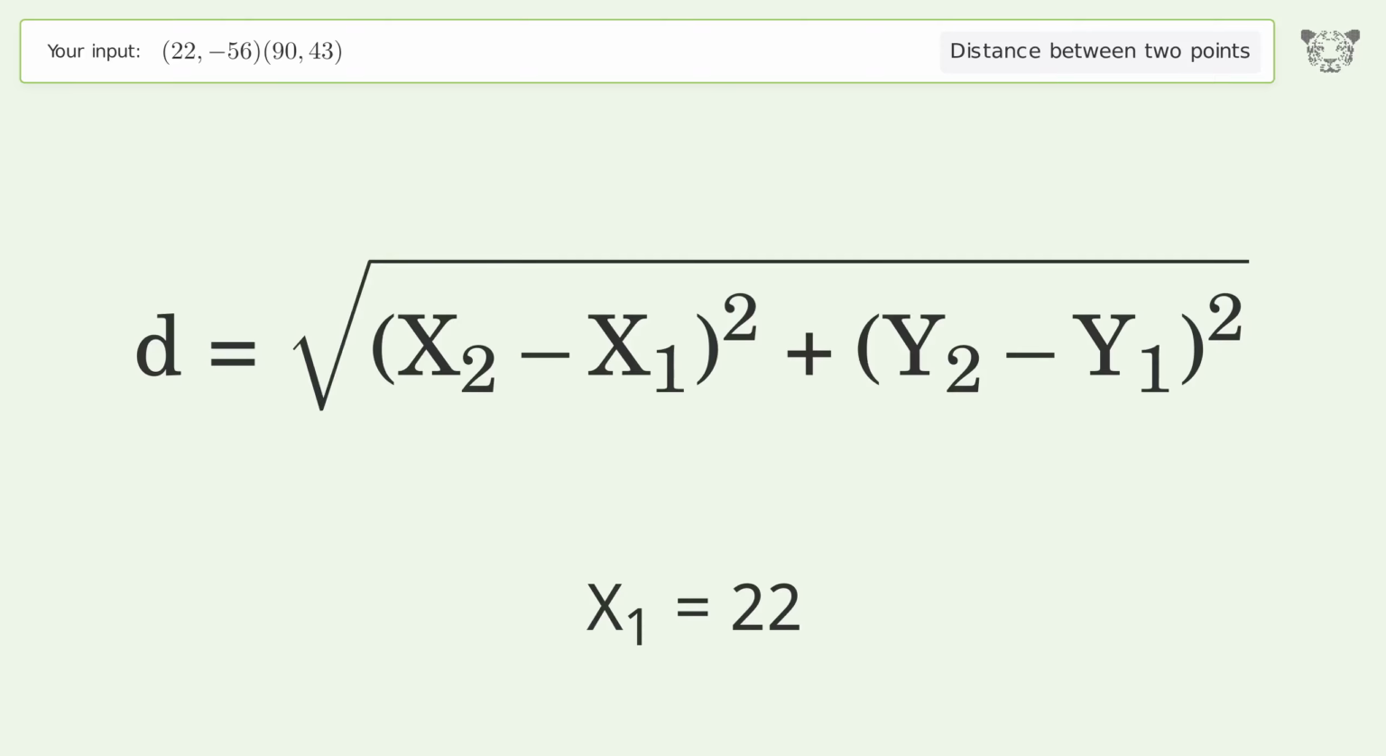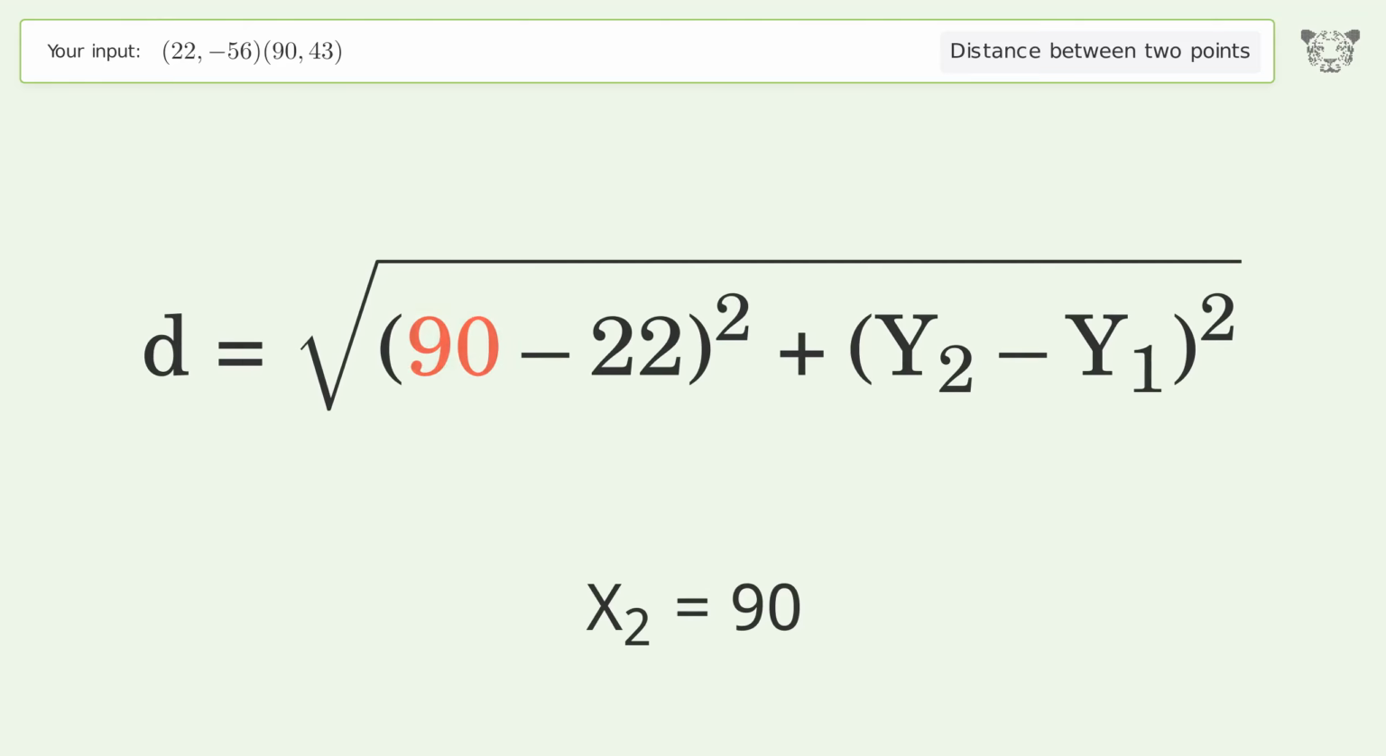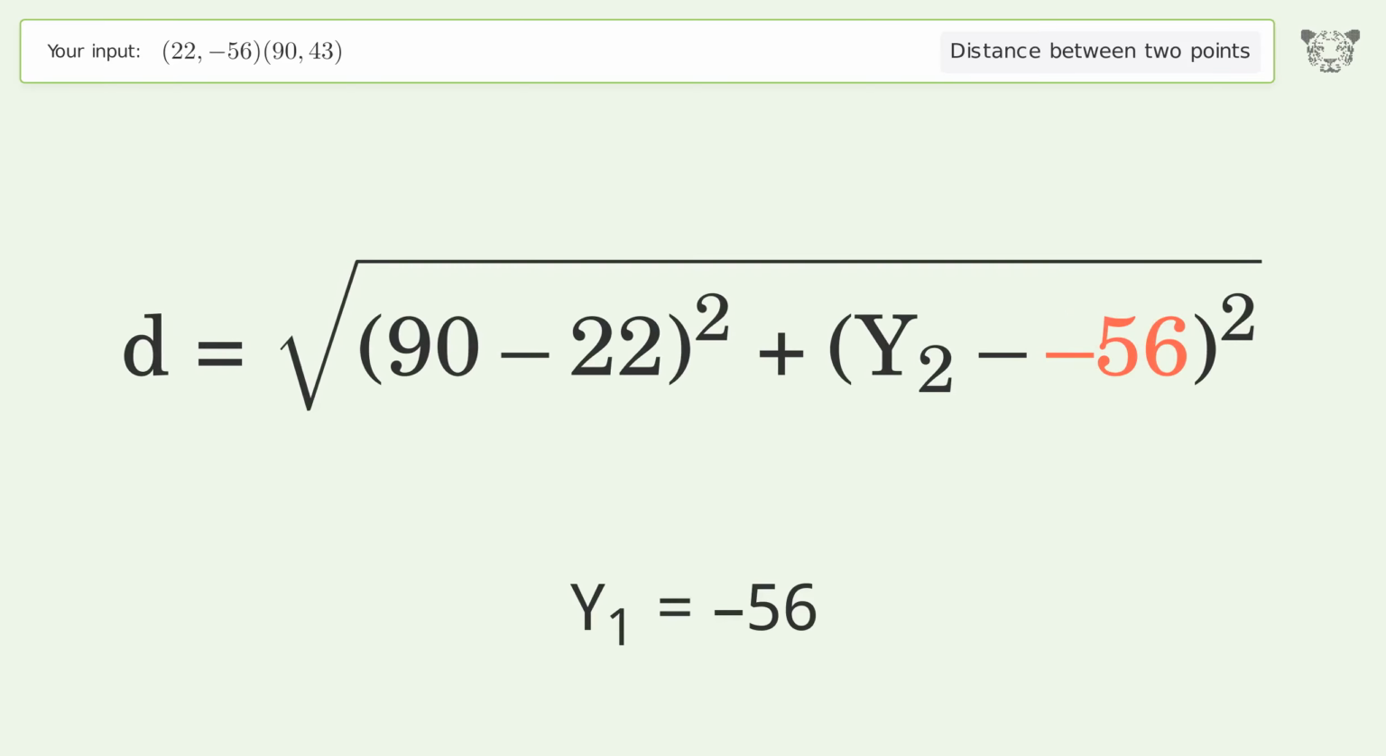x1 equals 22. x2 equals 90. y1 equals negative 56. y2 equals 43.